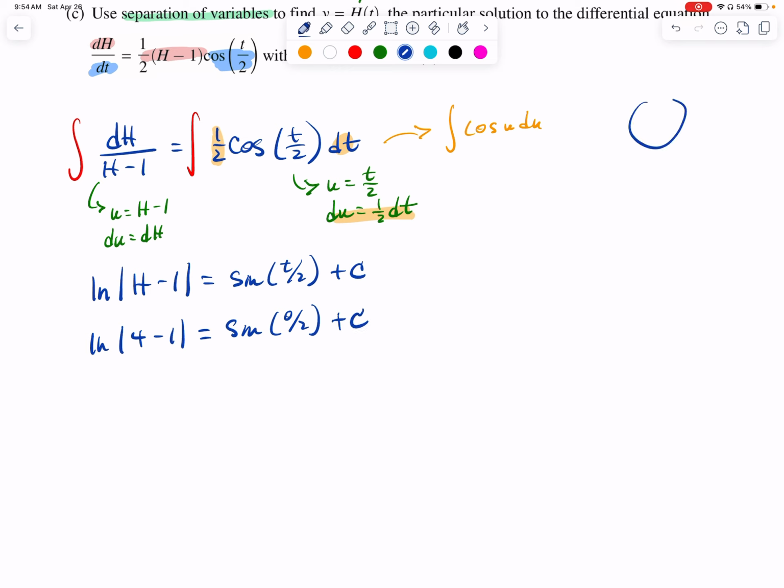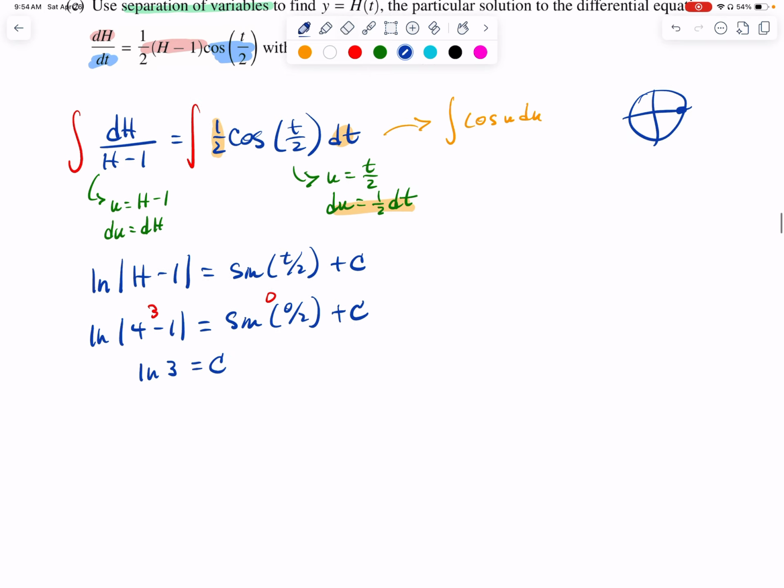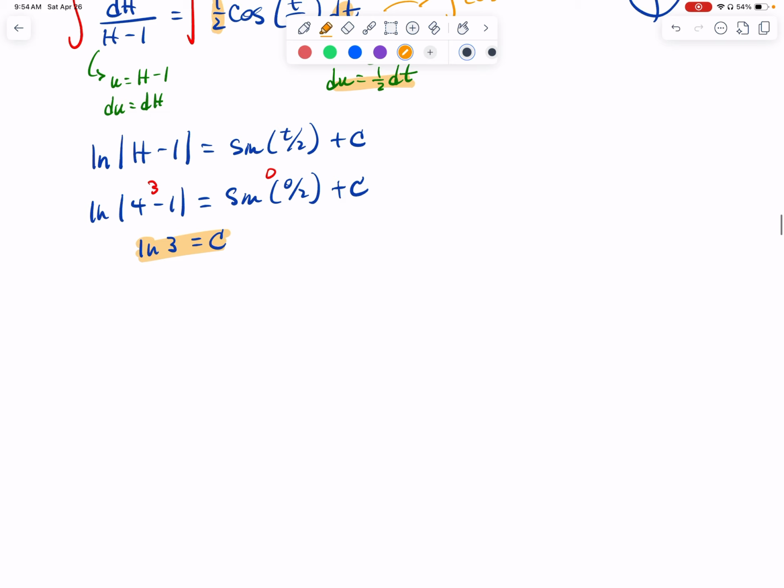So sine of 0, that's a 0. That's nice. So that's 0. That, of course, is 3. Absolute value of 3 is still 3, implying that the natural log of 3 is equal to c. And just leave it like that. And then rewrite with this constant of integration all up in there. Natural log absolute value of h minus 1 is equal to the sine of t over 2 and then plus the natural log of 3.